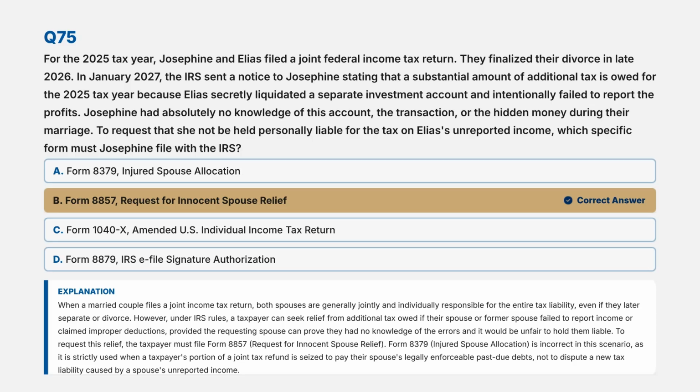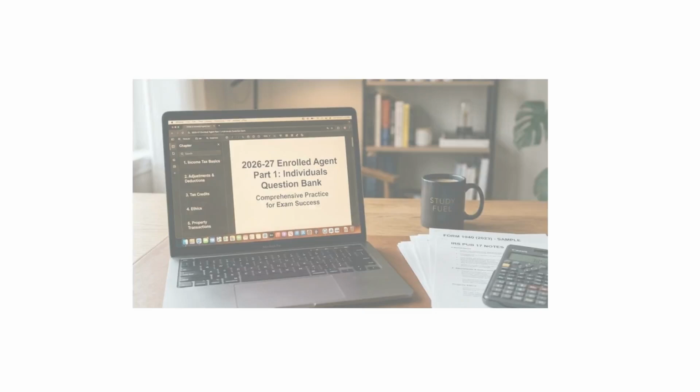Form 8379, Injured Spouse Allocation, is incorrect in this scenario as it is strictly used when a taxpayer's portion of a joint tax refund is seized to pay their spouse's legally enforceable past due debts, not to dispute a new tax liability caused by a spouse's unreported income.